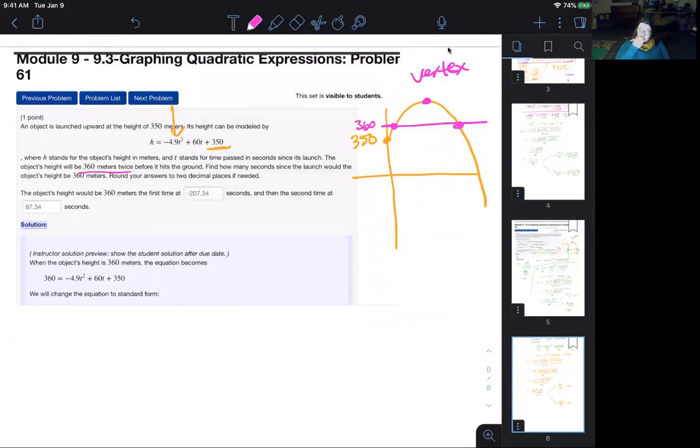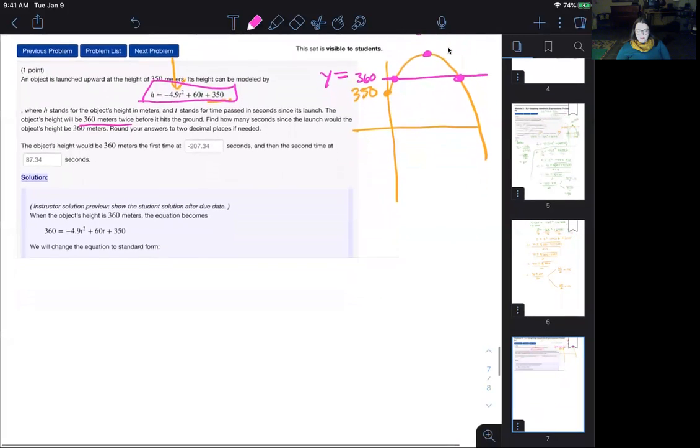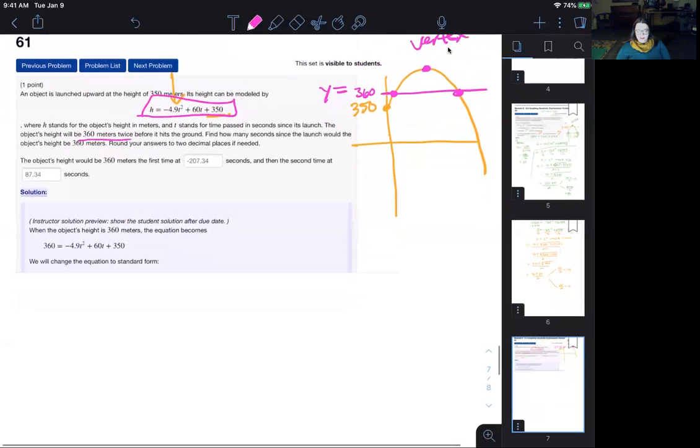If you were to type this graph into Desmos and then write y equals 360, you'll get that horizontal line that will cross the parabola. So the object's height will be at 360 meters twice before it hits the ground. Find out how many seconds since the launch the object's height will be 360 meters, and then round your answer to 2 decimal places if necessary.